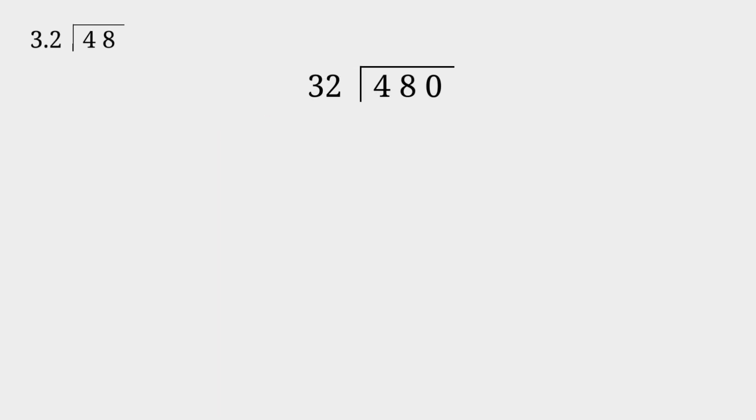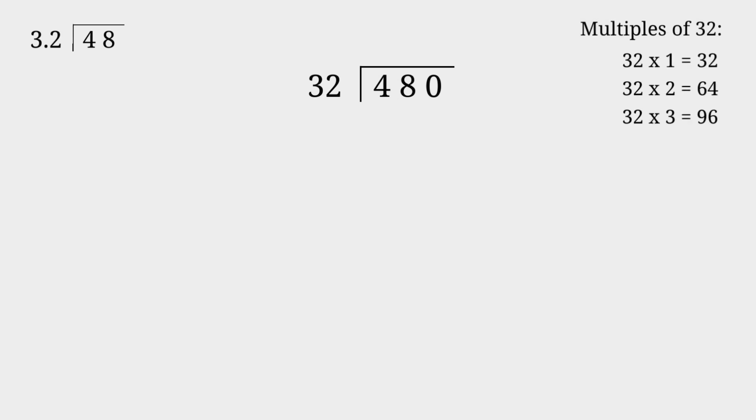Here it's a bit more handy to write down the multiples of the divisor, 32. We start off by seeing that 32 goes into 4, which it doesn't, so I'll show it with a dot above the 4. 32 does indeed go into 48. It does once, so you can write a 1 above the 8. To continue, multiply this 1 by 32 and write it underneath the 48. 8 minus 2 is 6, and 4 minus 3 is 1. So 48 minus 32 is 16.